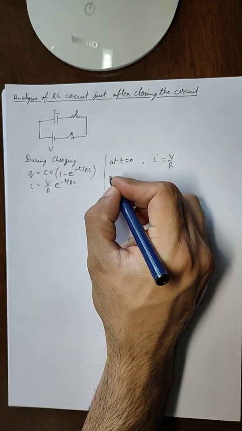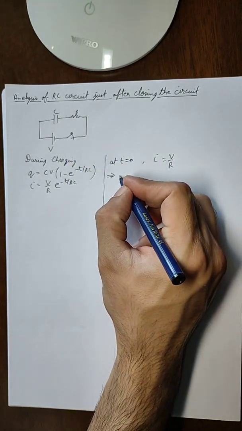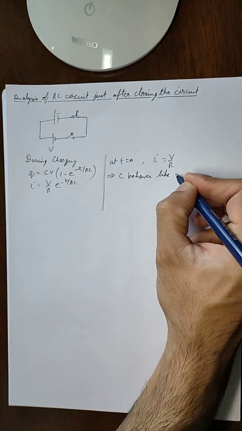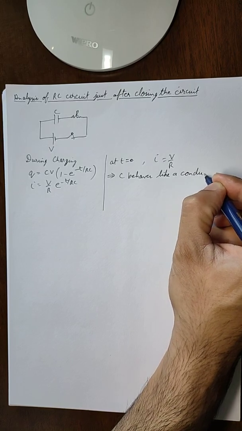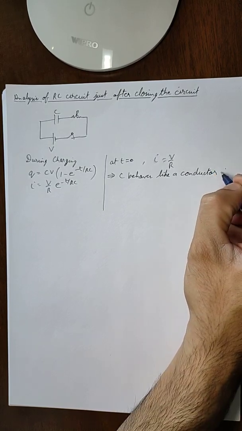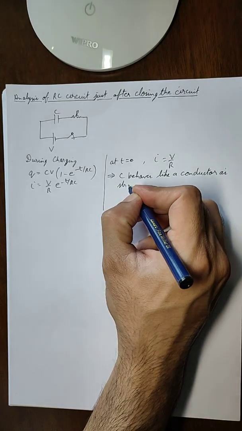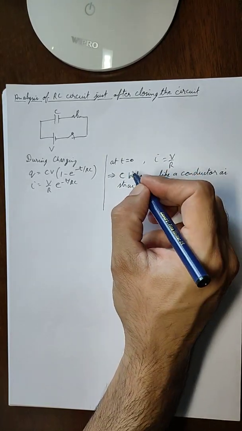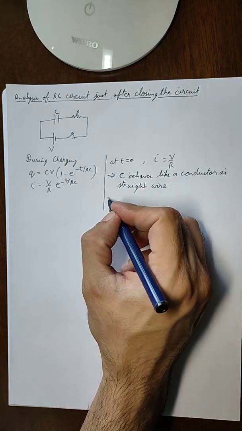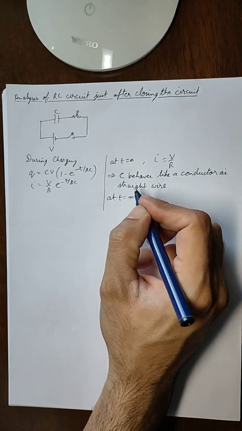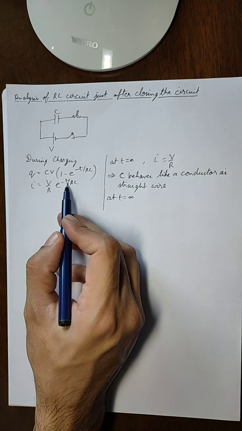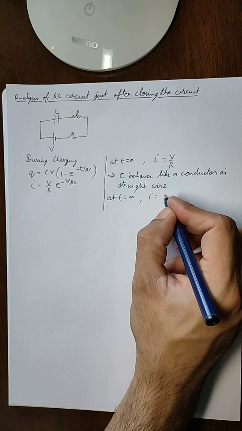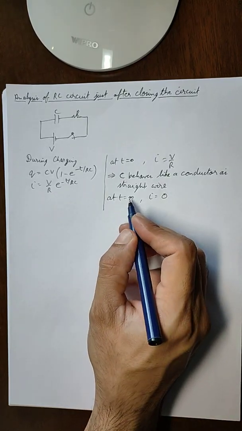So this implies that C behaves like a conductor, like a straight wire at t equals to 0. And at t equals to infinity, if we put t equals to infinity here, then this current will be equal to 0. The value will be equal to 0.